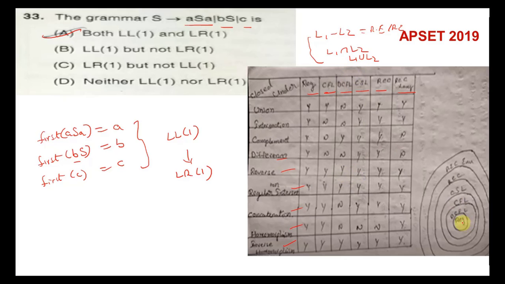If a language is regular, then it is a DCFL, CFL, CSL, recursive and recursive enumerable language. If the language is recursive, then it may be recursive enumerable, but it is not a CSL, CFL and so on.